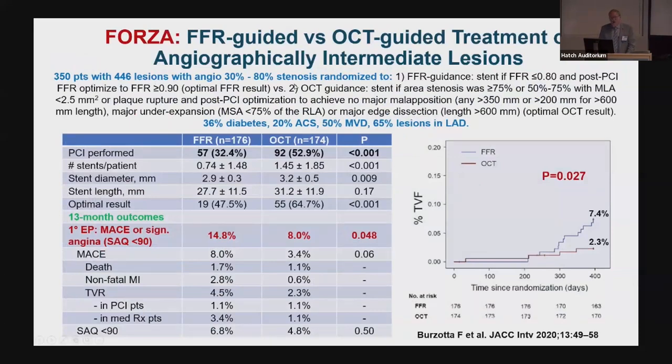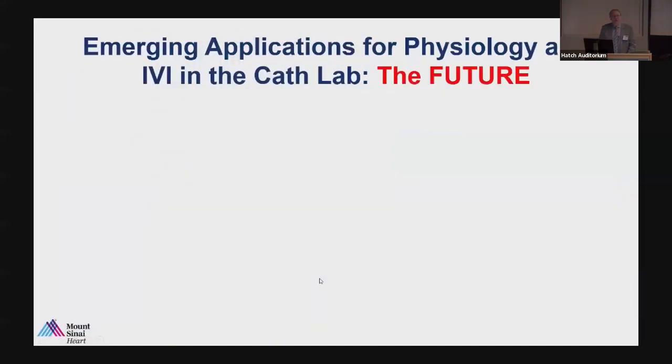In the FORZA trial that was published in JACC Interventions, it was a smaller study, but 350 patients that they randomized to OCT for lesion selection with OCT optimization versus physiology. And you could see there were actually better results with OCT guidance, lesion selection plus optimization, compared to just physiology. So that's kind of what we do today in the cath lab.